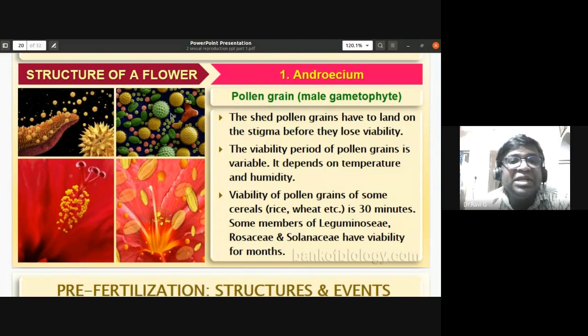So these are the different types of ornamentation that you can notice in pollen grains. Pollen grain has another name, male gametophyte. The pollen grains have to land on the stigma before they lose viability.